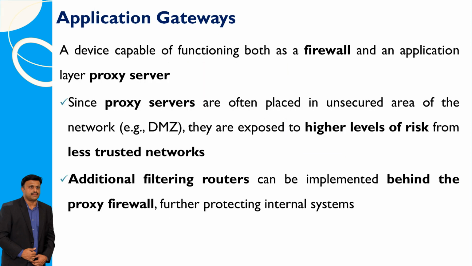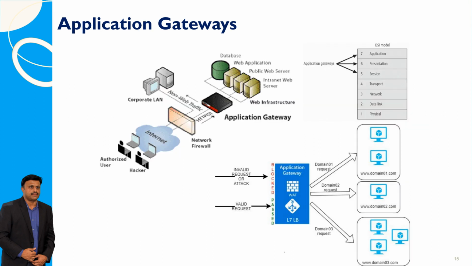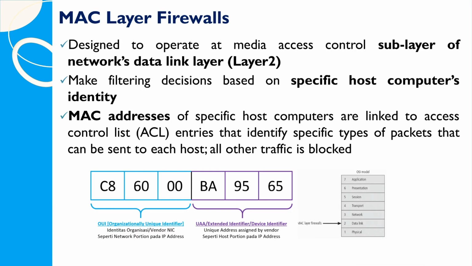Application gateways, also referred to as proxy servers, are commonly deployed on dedicated computers, often situated in unsecured network areas such as the demilitarized zone, rendering them more susceptible to risks from less trusted networks. To enhance security, additional filtering routers can be installed behind the proxy server, providing further protection for internal systems. MAC layer firewalls operate within the media access control sublayer of a network's data link layer, making filtering decisions based on the identity of specific host computers. These firewalls establish access control lists associating MAC addresses with specific types of packets permitted to be sent to each host, while blocking all other traffic.